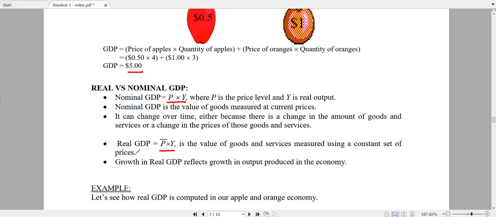Using this formula for real GDP, you can be assured that if real GDP is rising over time, there can only be one reason why that is so, and that reason is an increase in output level. This point is also stated here: growth in real GDP reflects growth in output produced in an economy. So if Y increases, only then real GDP can increase. In contrast, you saw that nominal GDP can increase because of either an increase in price or an increase in Y.